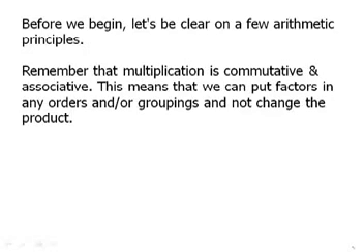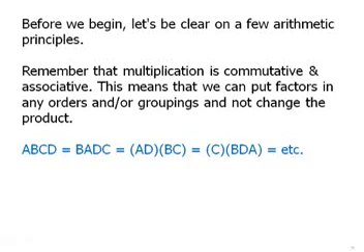Remember that multiplication is commutative and associative. This means that we can put factors in any order or groupings and not change the product. So for example, A times B times C times D, that's exactly the same as B times A times D times C. We can change the order. We can group them. We can do A times D and then B times C and then multiply those two together. We could do C by itself times BDA. All of those are exactly the same, and there are many, many more groupings and orderings possible. The point is, it doesn't matter what order they're in. It doesn't matter how we group them. As long as everything's getting multiplied together, we will have the same product. That's a really big idea about multiplication.